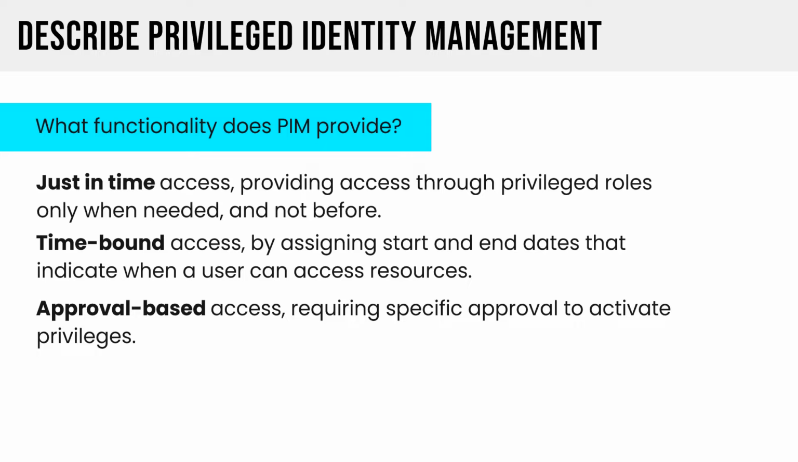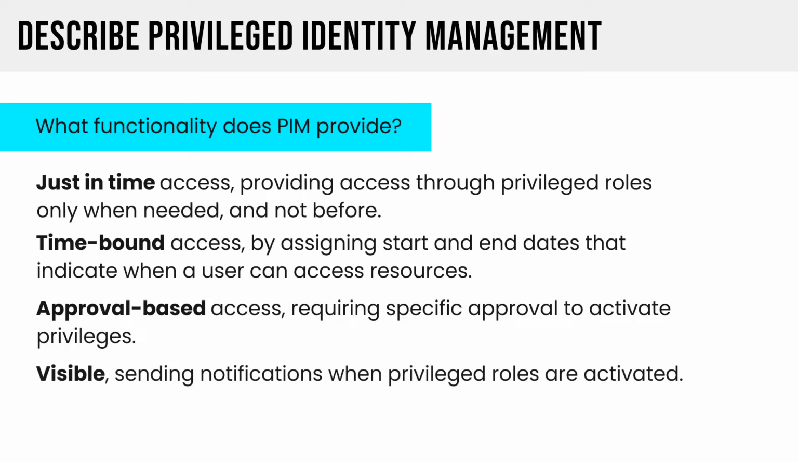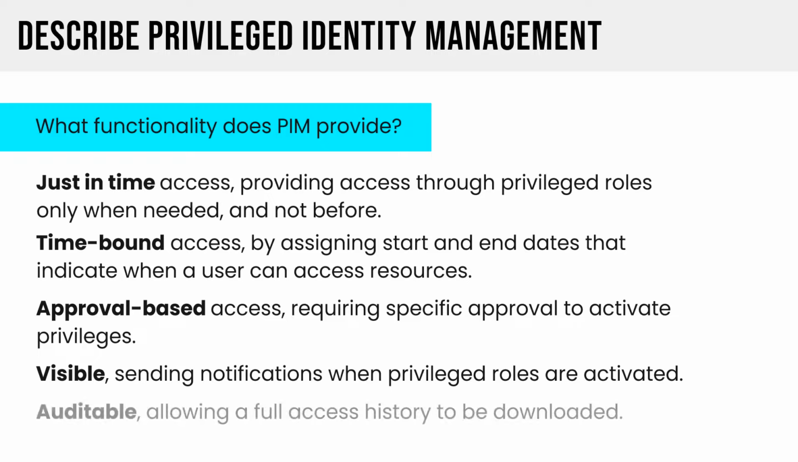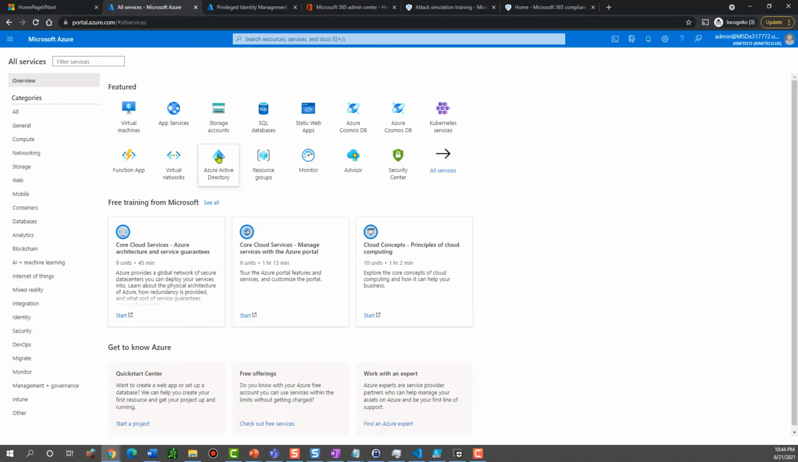Otherwise, we can simply have an email go out to other admins letting everyone know, hey, user X activated their privileged global administrator access. But this gives us visibility because it sends notification when the privileged roles are accessed, and it's auditable because there's a full access history that you can download. And in the world of security and regulatory requirements, an audit trail is an aspect of due care. It's important.